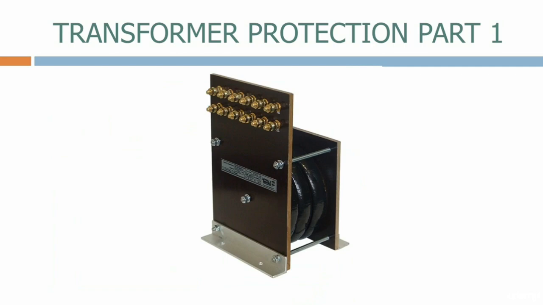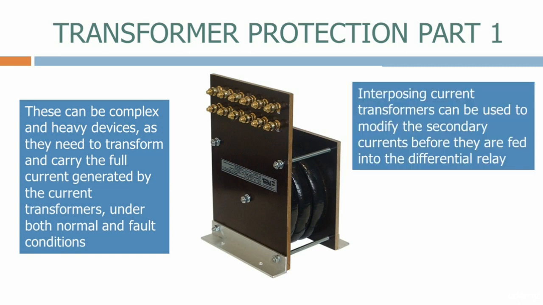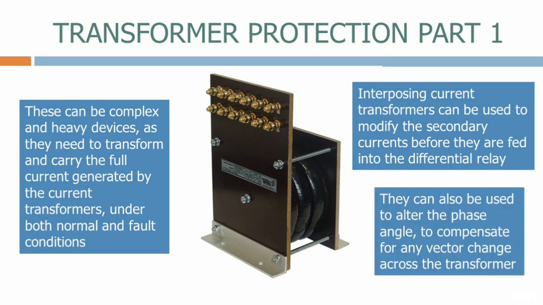Here's a typical interposing CT. These can be complex and heavy devices, as they need to transform and carry the full current generated by the current transformers, under both normal and fault conditions. Interposing current transformers can be used to modify the secondary currents before they are fed into the differential relay. They can also be used to alter the phase angle to compensate for any vector change across the transformer.